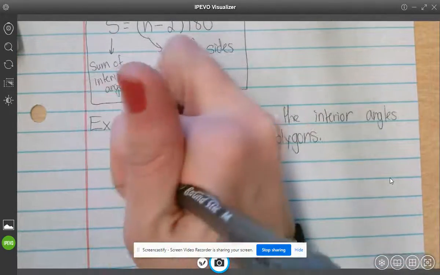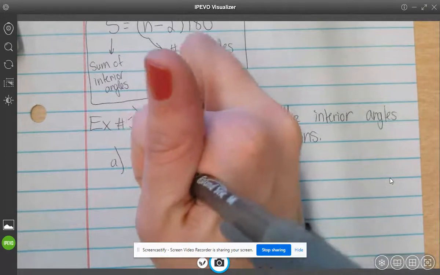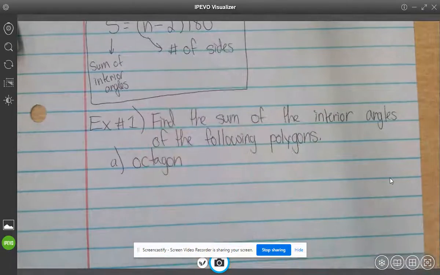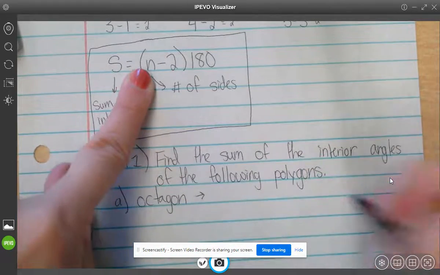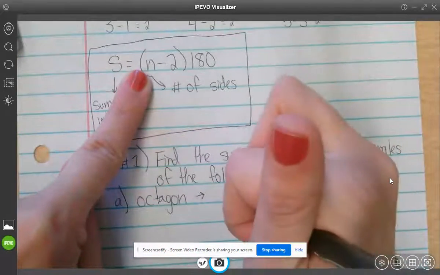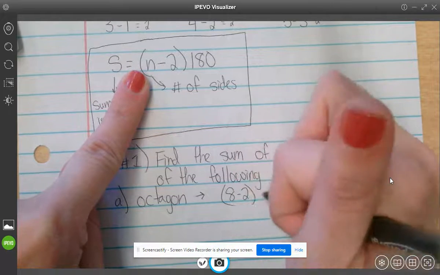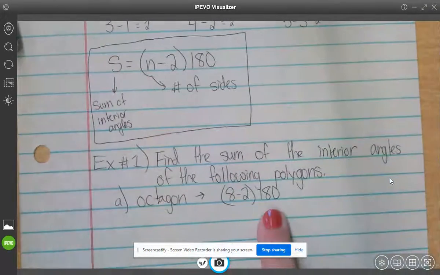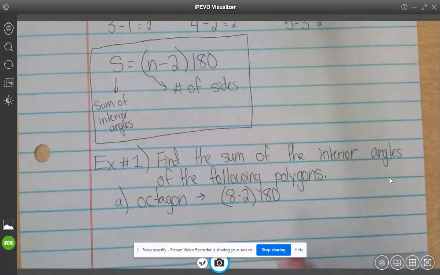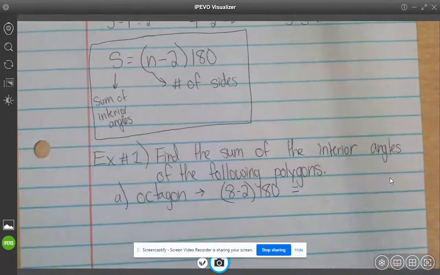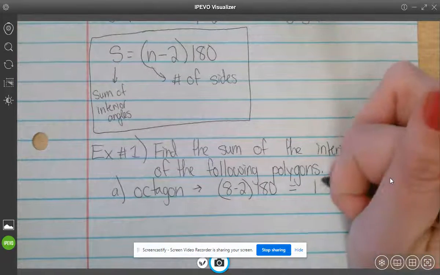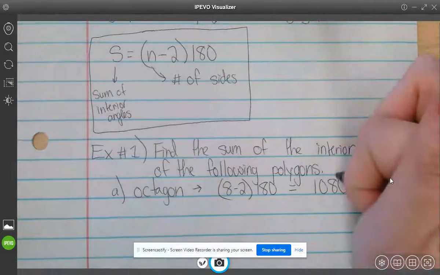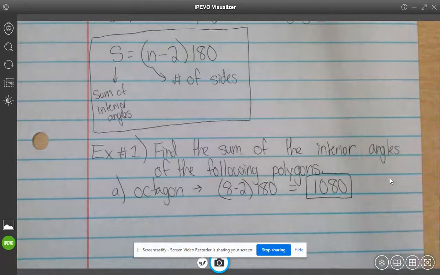Okay, first one, let's do an octagon. So, I use my equation. How many sides does an octagon have? It's 8. So I'm going to do 8 minus 2, and then multiply that by 180, and that'll tell me what my sum of all of the interior angles are. So 6 times 180, and you get 1080. So that's your answer.